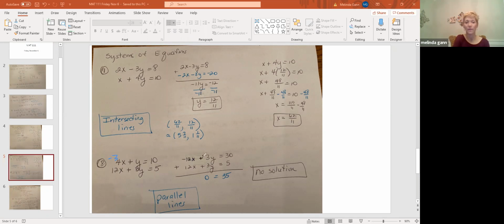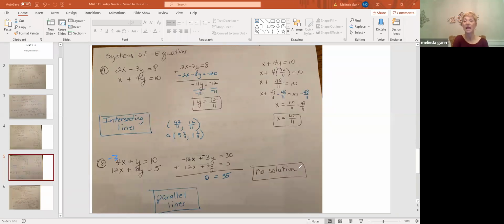But when I added them, the x's and the y's both went out. So I got a 0 on that side and I got a 35 on that side. Now, there's nothing to solve. When is 0 ever going to equal 35? Never. So there's no solution. That would be your answer.